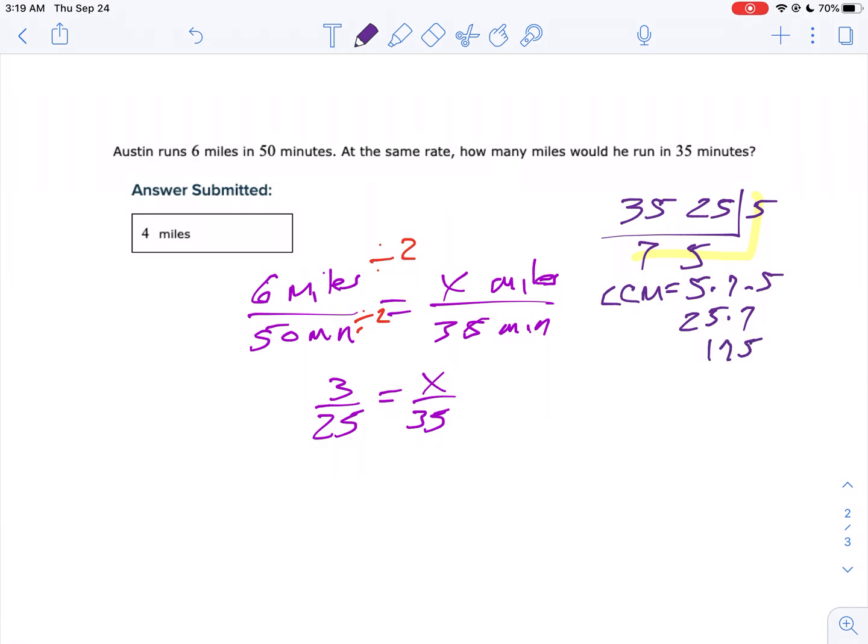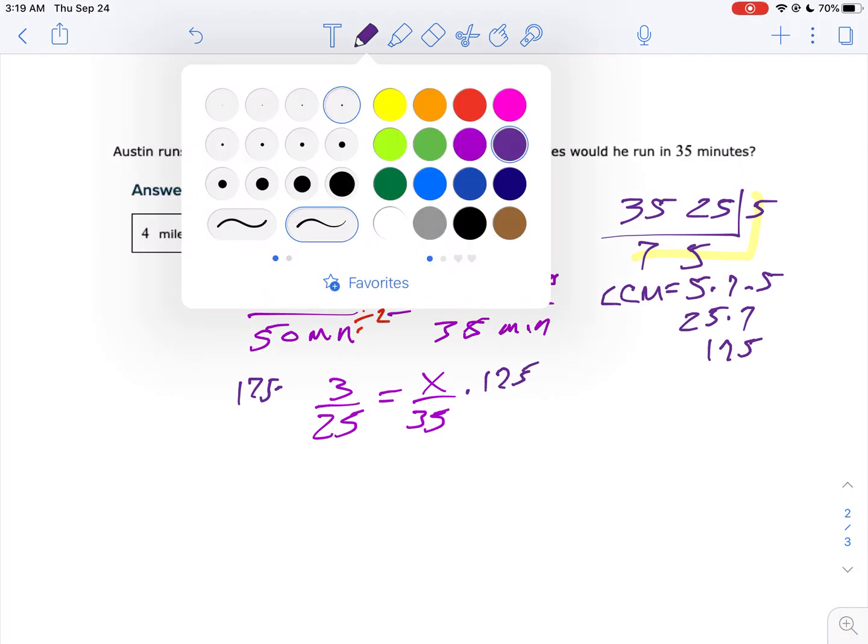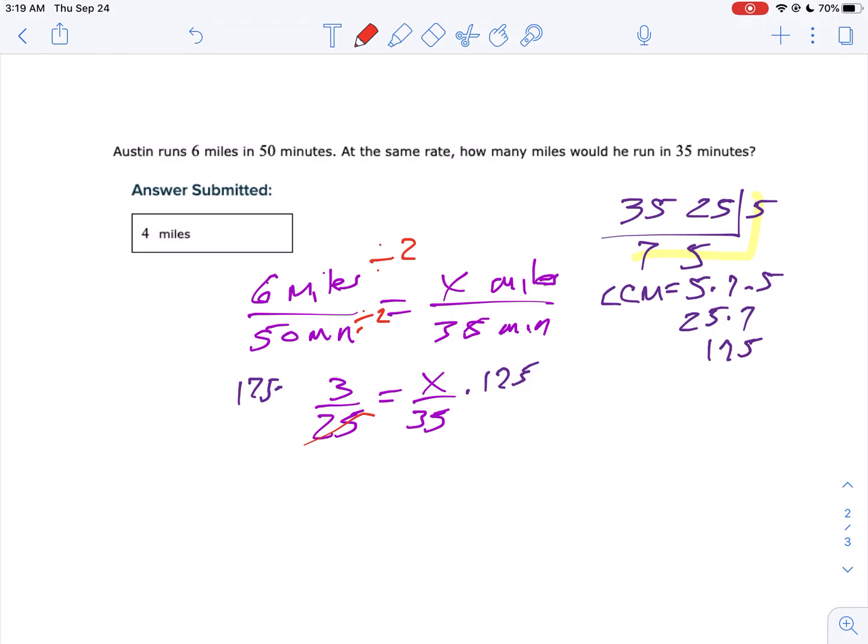So I'm going to multiply both sides of my equation by 175. Now 25 goes into 175 7 times. 7 times 3 is 21. 35 goes into 175 5 times. Should have changed colors there so you can see it. So we got 5x.